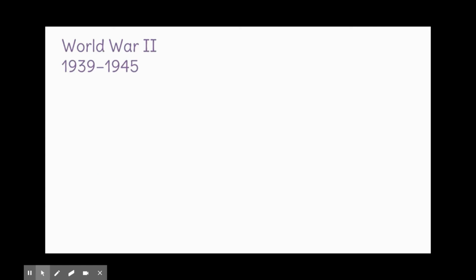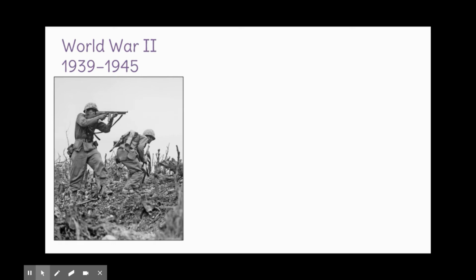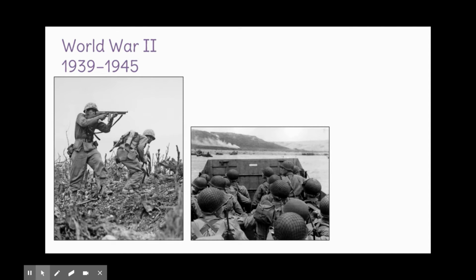What do we mean when we say World War II? We call it a world war because many countries around the world were involved. World War II lasted for 6 years from 1939 to 1945. Most of the fighting took place in Europe, but there were also battles in East Asia, North America, and the bombing of Pearl Harbor in the United States.